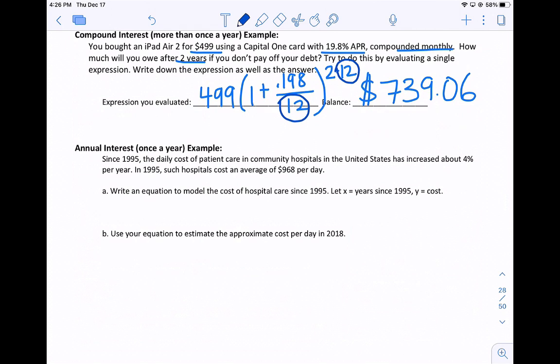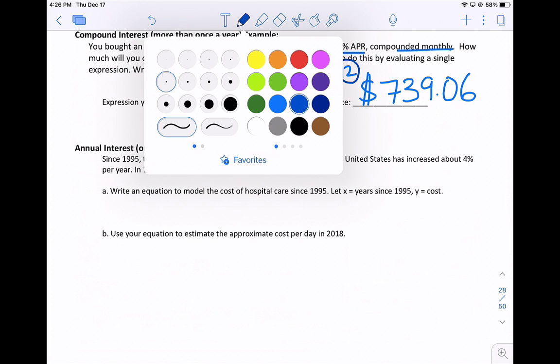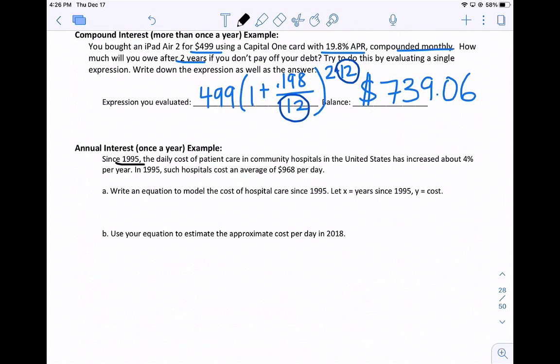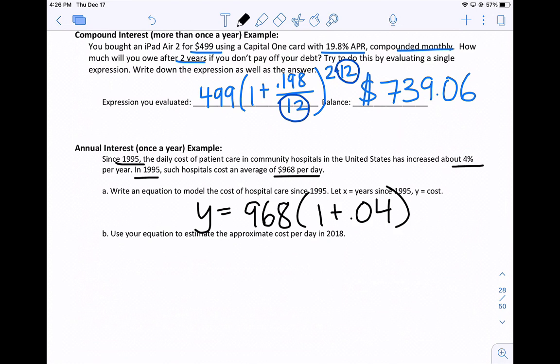So here's an example, again, of annual interest. This is what we've already been studying. It says since 1995, the daily cost of patient care in community hospitals has increased about 4% per year. And in that year, the average cost was $968 to stay in that hospital per day, which is why we have insurance, because it's so expensive. So A, write an equation to model the cost of hospital care since 1995. Let X equal the years since 1995 and Y is the cost. All right, so it started at $968. It increased at 4% per year, and then X is the number of years.